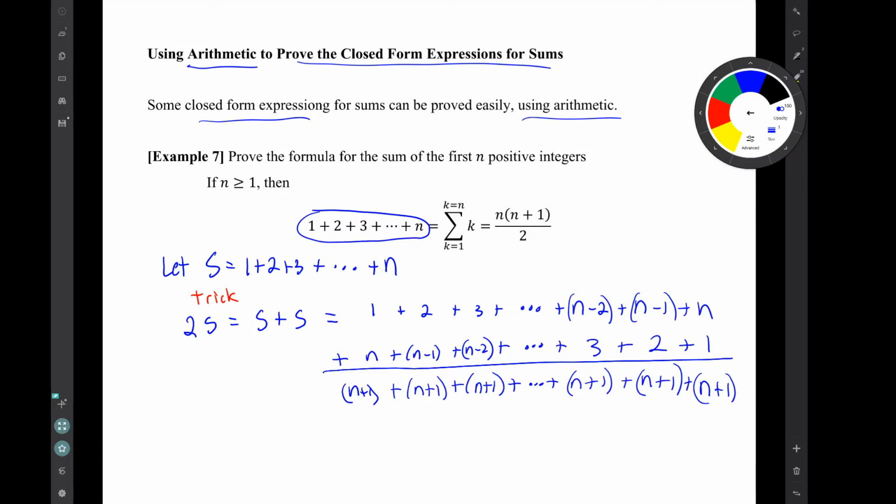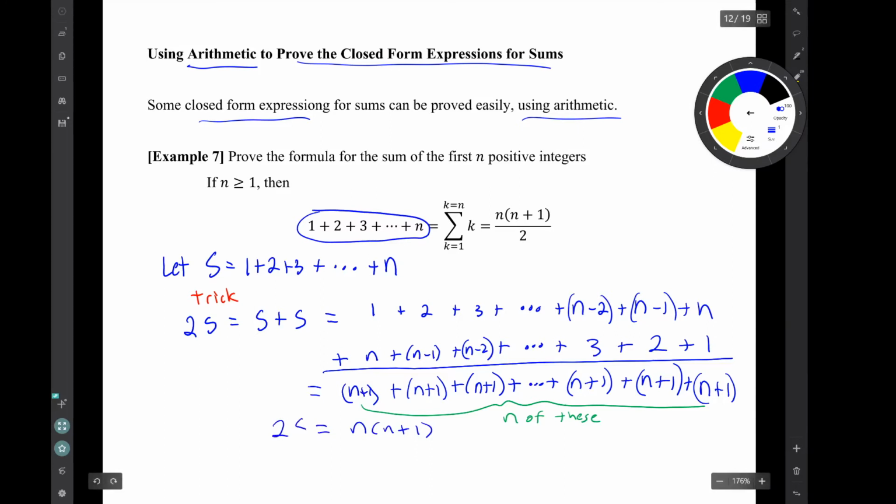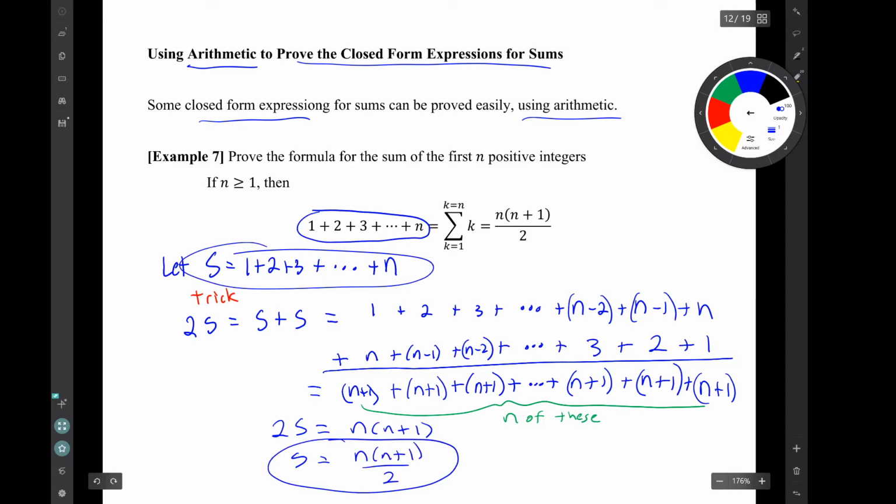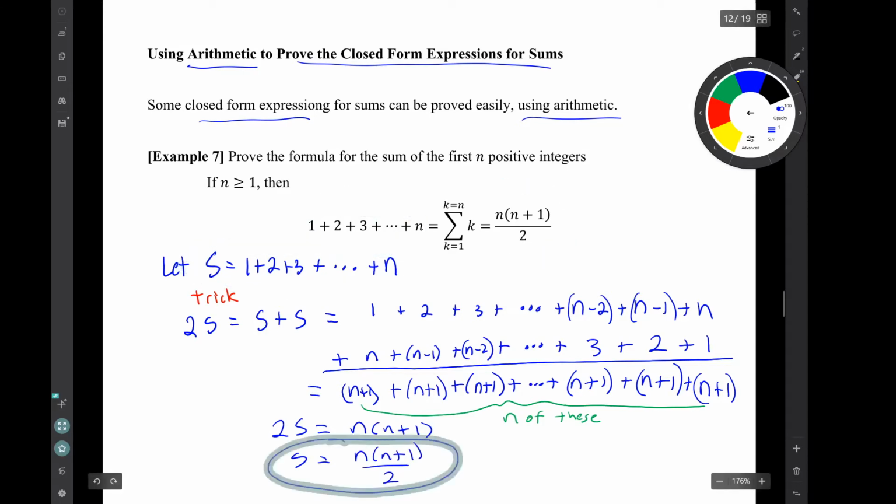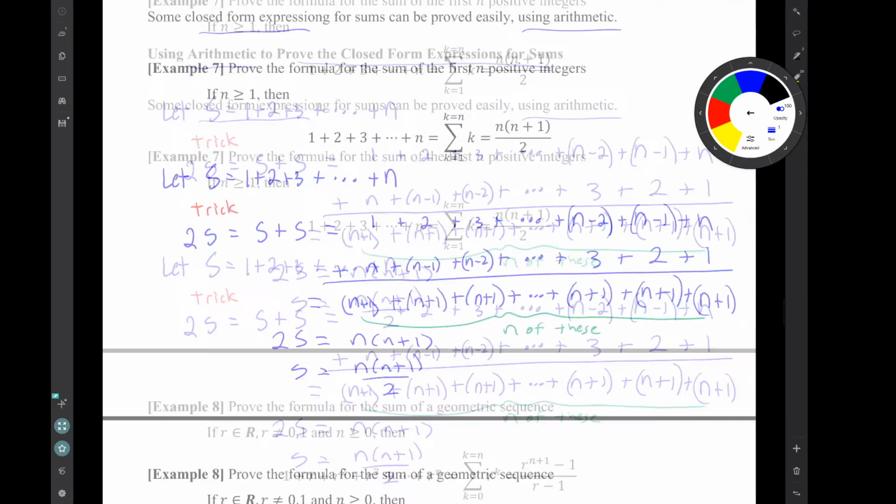Now, how many of those do I have? Well, you can see I have, starting with 1 all the way up to n, I have n of these things sitting side by side. So I can rewrite this as n times n plus 1. So 2S equals n times n plus 1. So that means that S equals n times n plus 1 over 2. So we've proven our formula. And notice we just used arithmetic.